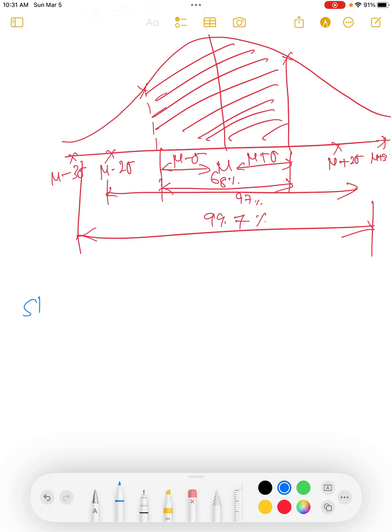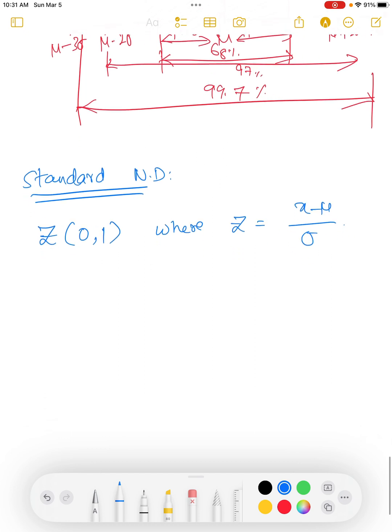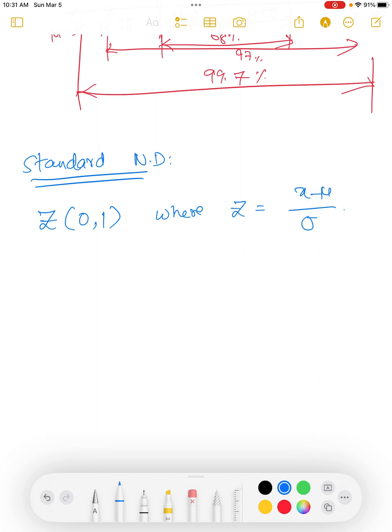So the standard normal distribution is simply represented by z, where the mu value is 0 and the standard deviation is 1, where z is equal to x minus mu divided by sigma. Okay. It is also symmetric about the 0 value. So how can we find it?